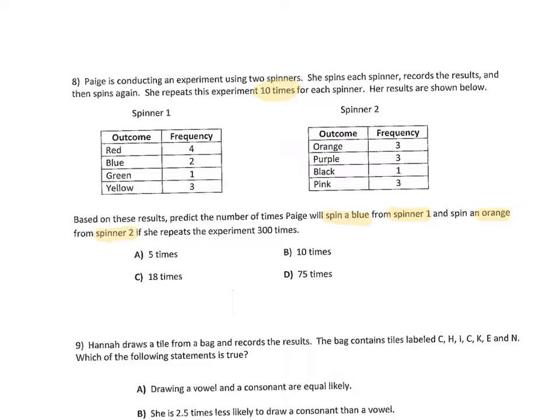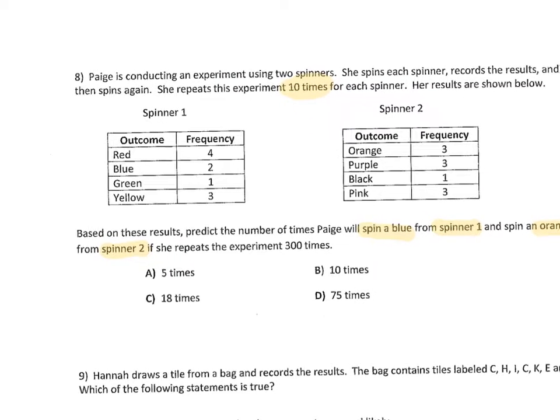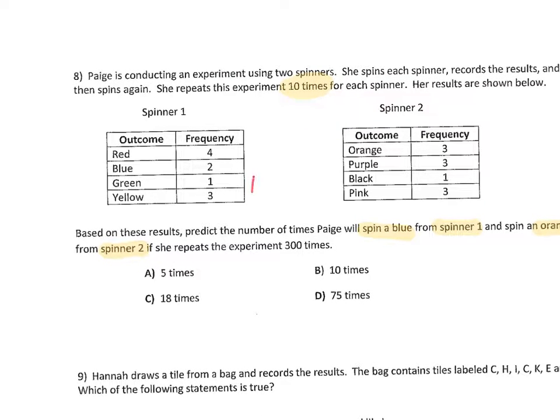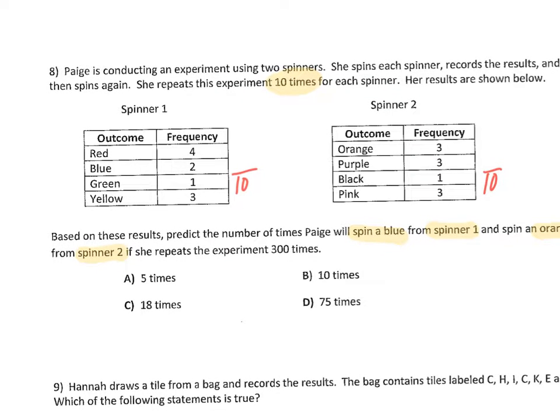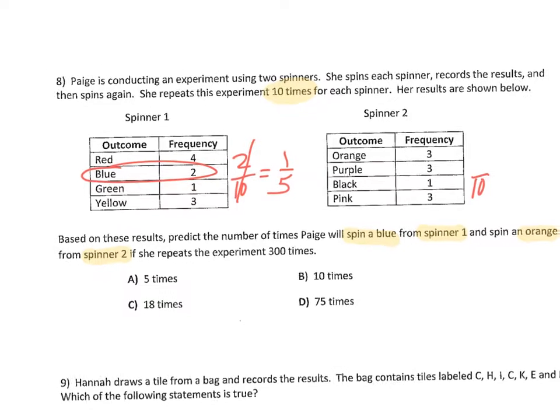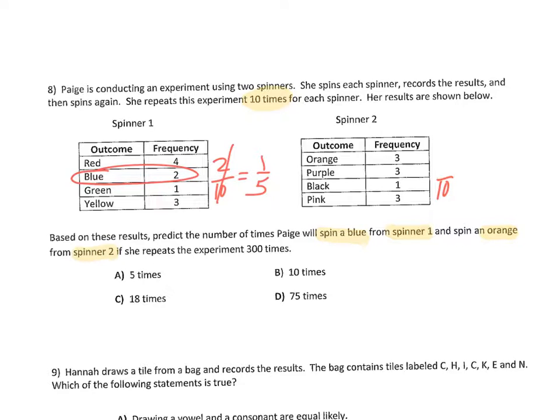So let's do each spinner. On spinner 1, we said it was out of 10, so the frequency was 10 times. That's our total for both. On spinner 1, the probability that she spins a blue is 2 over 10, or 1 over 5. And then on spinner number 2, spinning an orange.